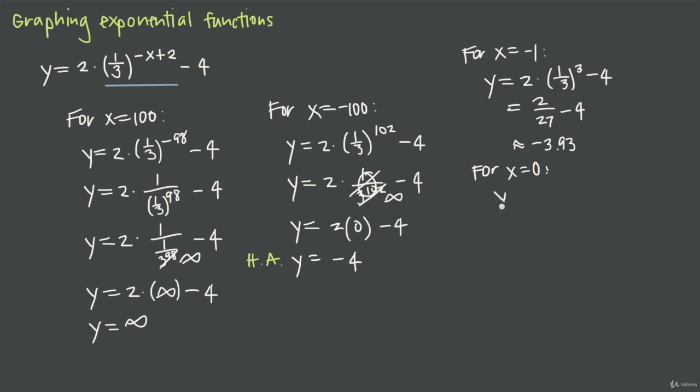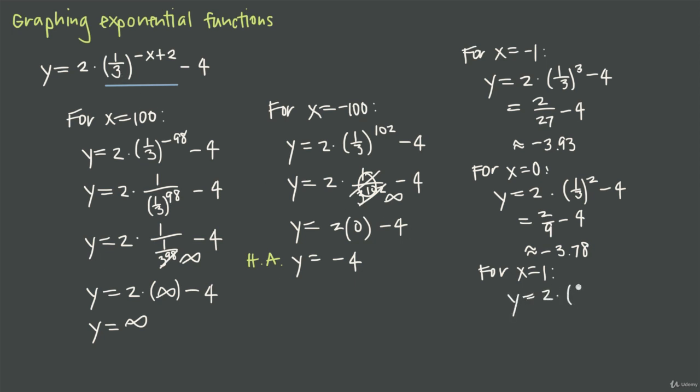So we'll get y is equal to 2 multiplied by 1/3 to the 2 minus 4. Well, 1/3 quantity squared is 1 over 9, multiplied by 2 is 2 over 9, so we get 2 over 9 minus 4, and that's about equal to -3.78.